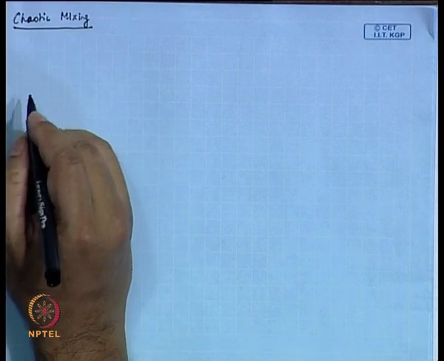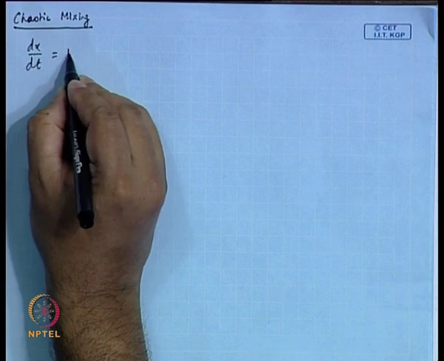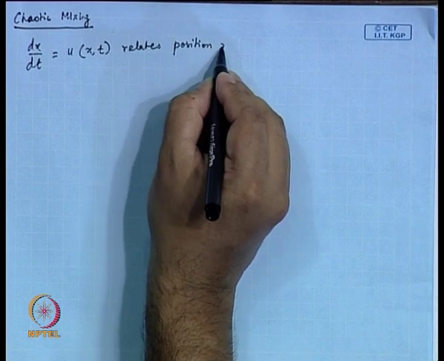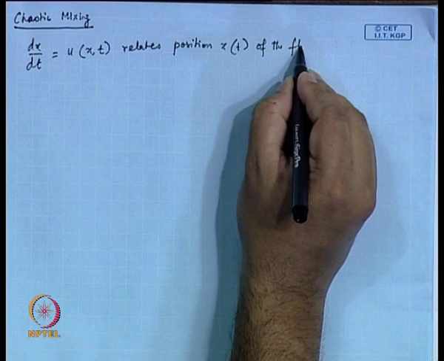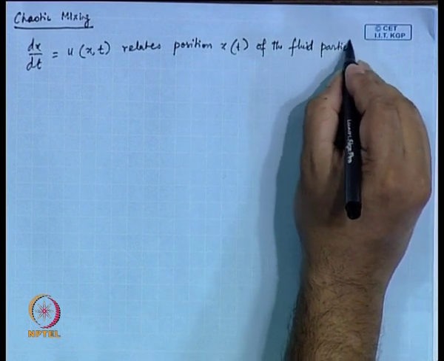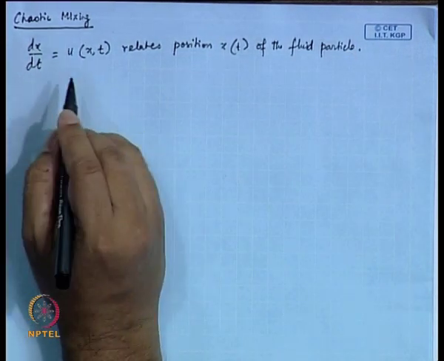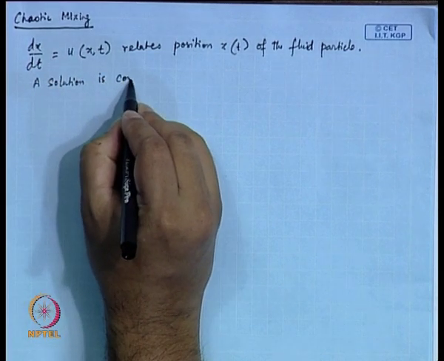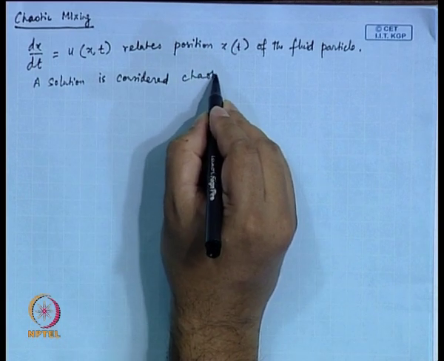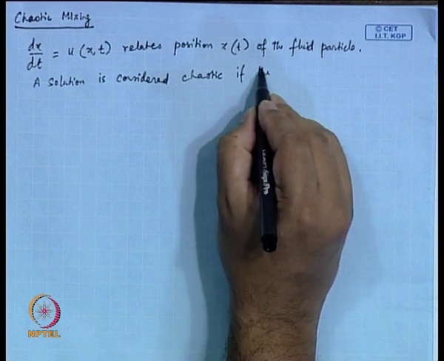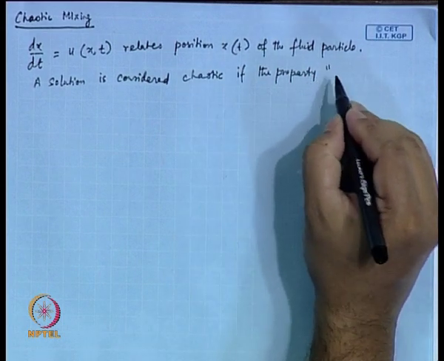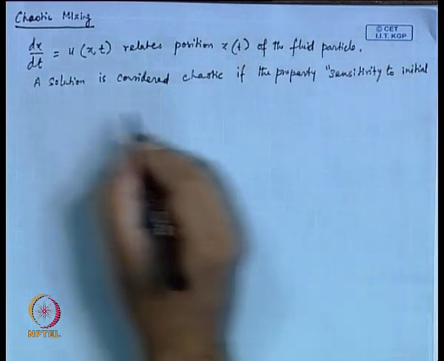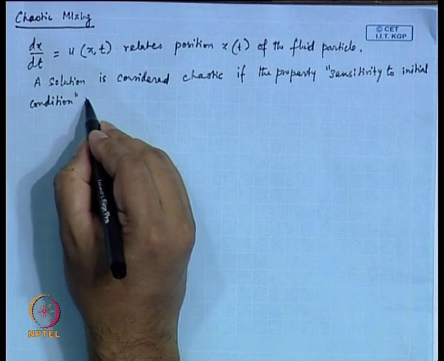Okay. Chaotic mixing. Let us say dx/dt is equal to u as a function of x and t, relates the position x(t) of the fluid particle. A solution to this equation, which is probably what you are looking at, is considered chaotic if the property of, I put quote unquote, sensitivity to initial condition is satisfied.